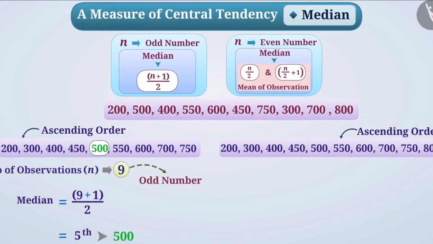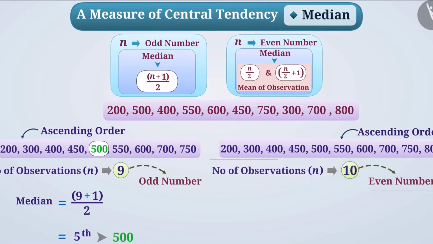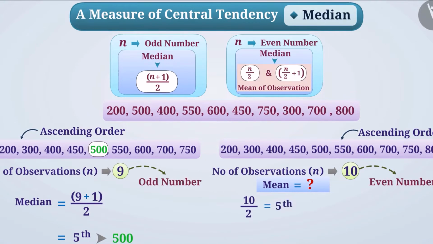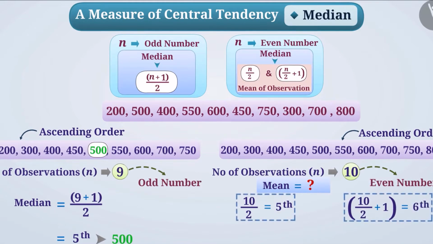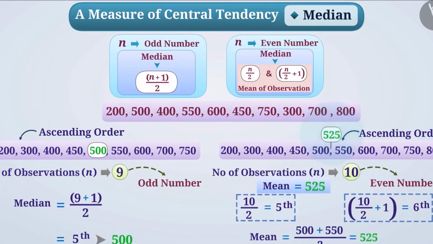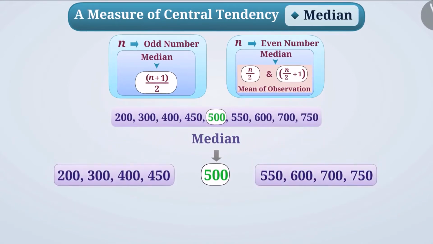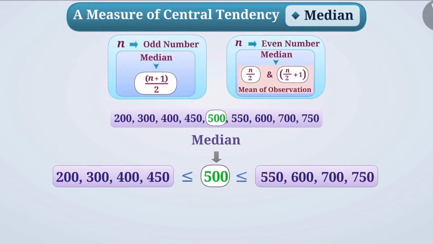In this case, the number of observations will be 10, which is an even number. In this case, we take the mean of the 10 divided by 2, that is the 5th, and 10 divided by 2 plus 1, that is the 6th observation, which will be 525. The median is the middle number, so it divides the data into two equal parts. One half consists of observations whose values are equal to or less than the median, and the other half consists of observations whose values are equal to or greater than the median.